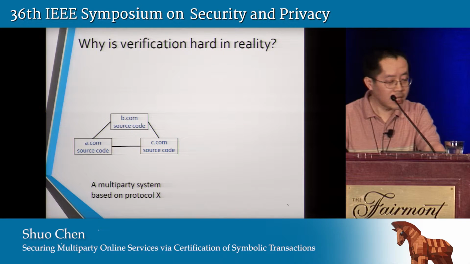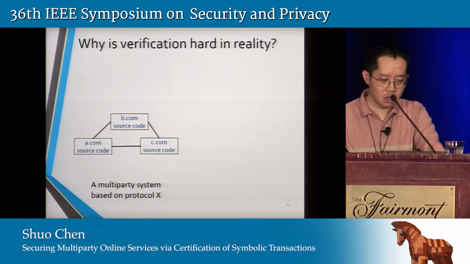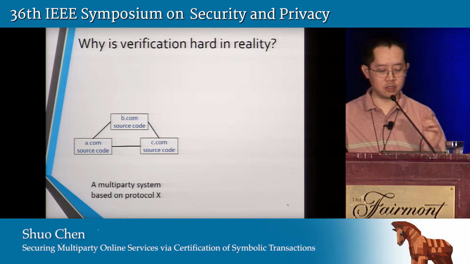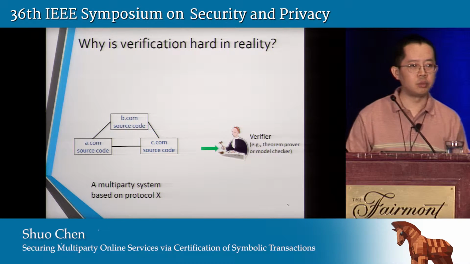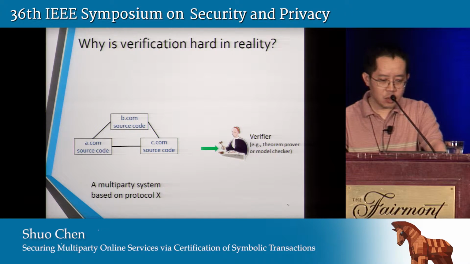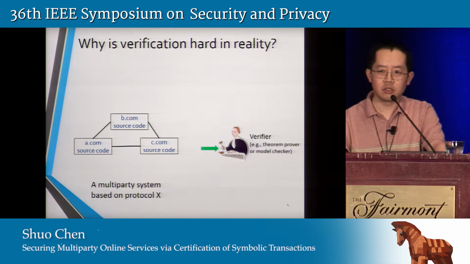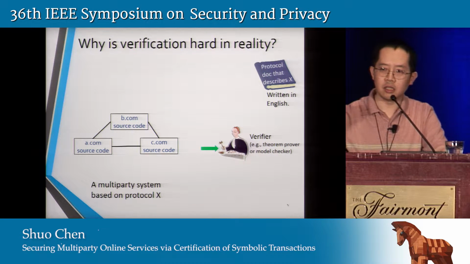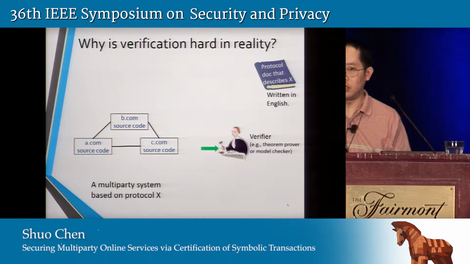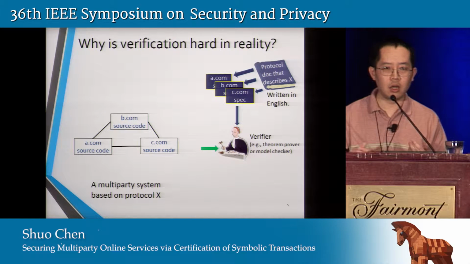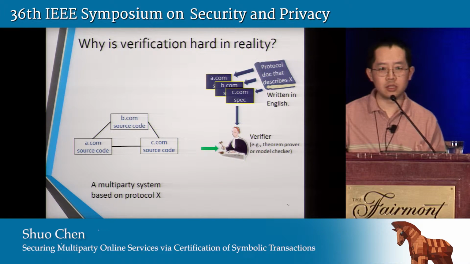Now, first question, why is verification difficult in reality? Suppose we have a multi-party system based on protocol X. Some people may say that verification is not so hard because you just feed the source code into an automatic theorem prover or a model checker and your job is done. Well, they miss a few very important things here. First, the source code has to be verified against a spec. Typically, protocol X is written in a document in English. So developers need to really understand the protocol text in order to come up with the specification for every party, which is not very easy.